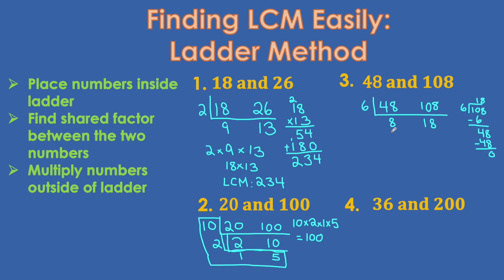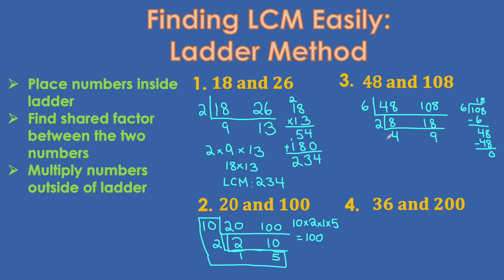Now you think, is there another common factor between 8 and 18? Yes. You can use the factor of 2. So draw a ladder sign. Write the number 2 on the outside. 2 goes into 8 4 times. 2 goes into 18 9 times. And we are finally finished because 1 is the only common factor left between 4 and 9.